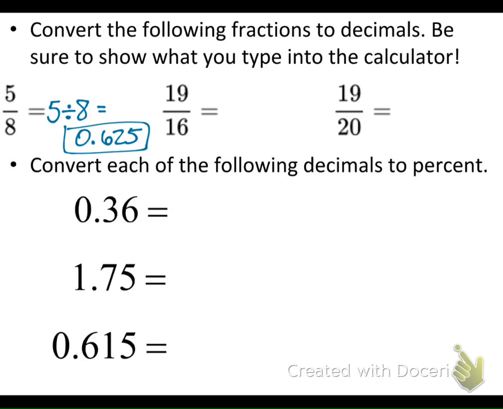All right, for the next one, I'm going to show my work and write 19 divided by 16 equals 1.1875. Nice. The reason there's a 1 in the ones place instead of a 0 is because this is an improper fraction. We've got a bigger number dividing into a smaller number. So that's why it looks like that.